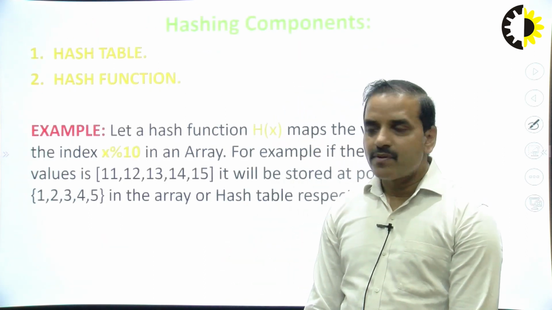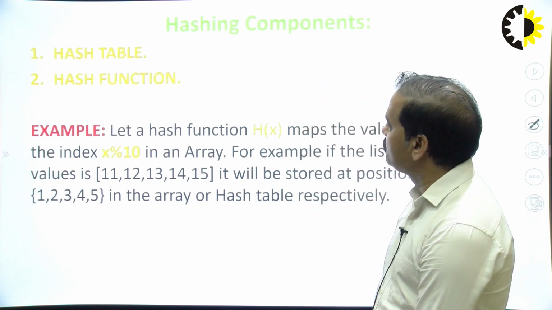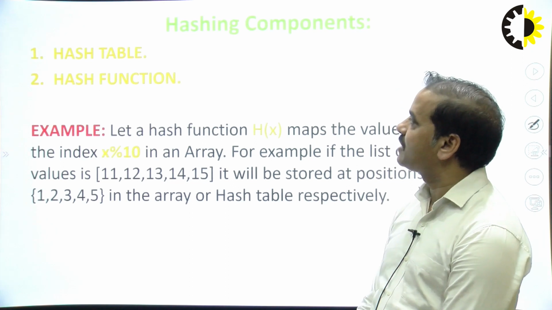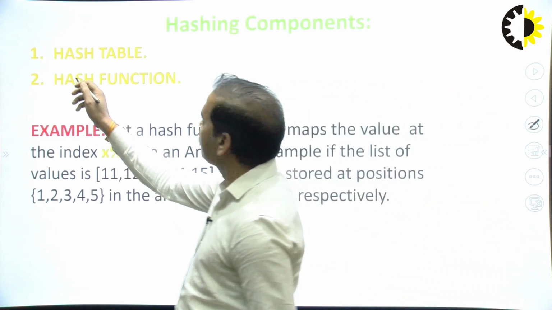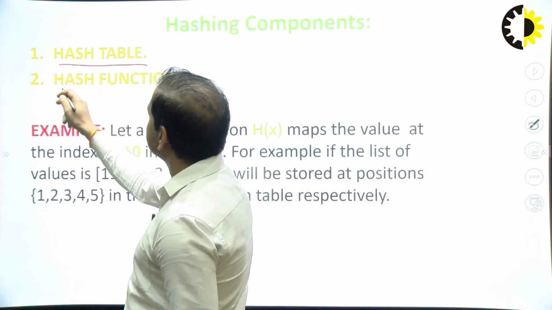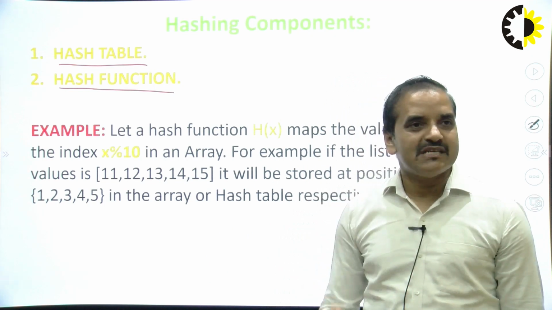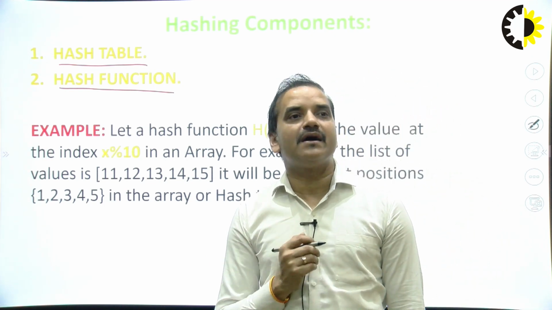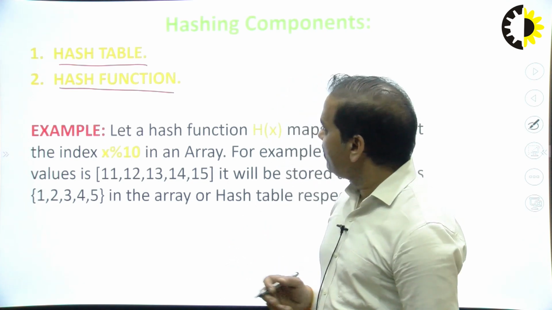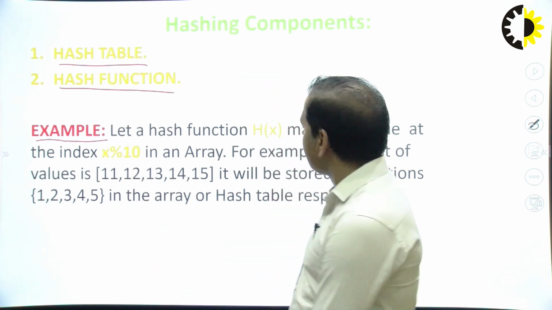Now we consider an example of how hashing is executed or stored inside the hash table. There are two hashing components. The first one is the hash table and the second one is the hash function. A hash table is a space or location where we insert or retrieve the data.